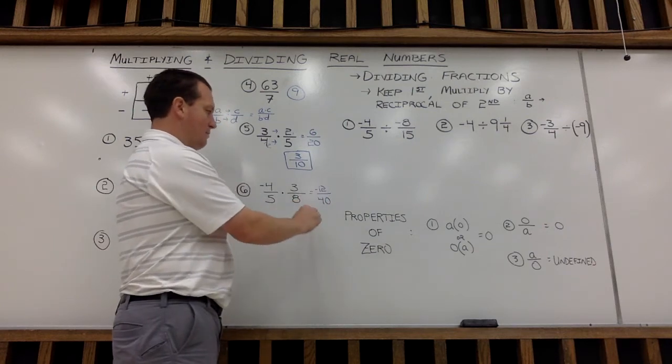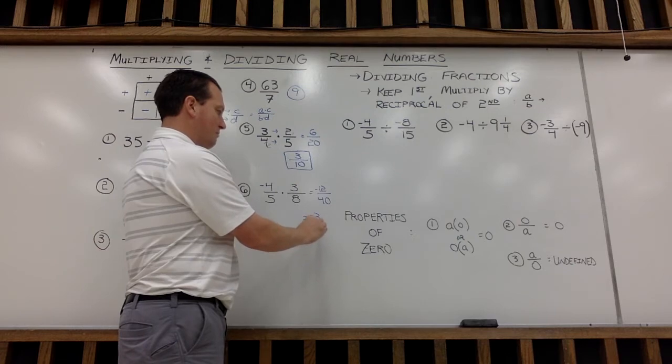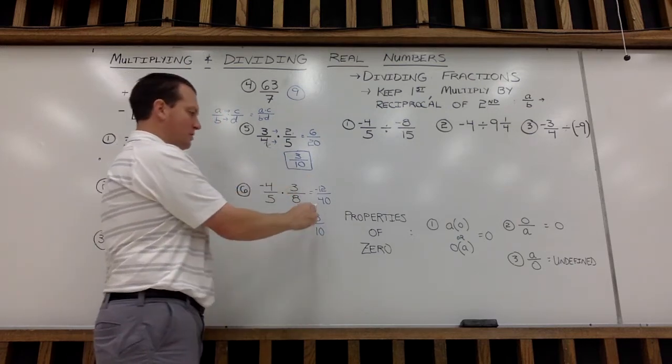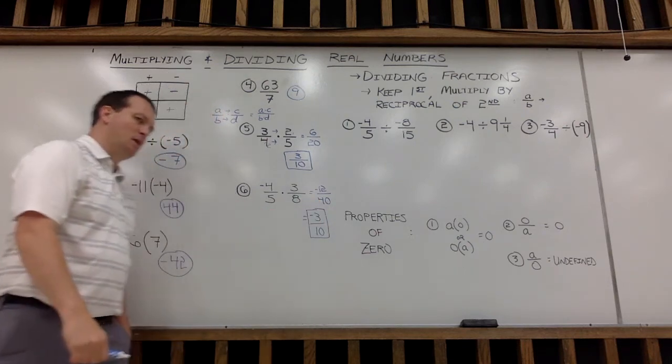Negative 12 divided by 4 is negative 3. 40 divided by 4 is 10. So similar to my prior example, the answer is positive 3 over 10. Here I have negative 3 over 10.